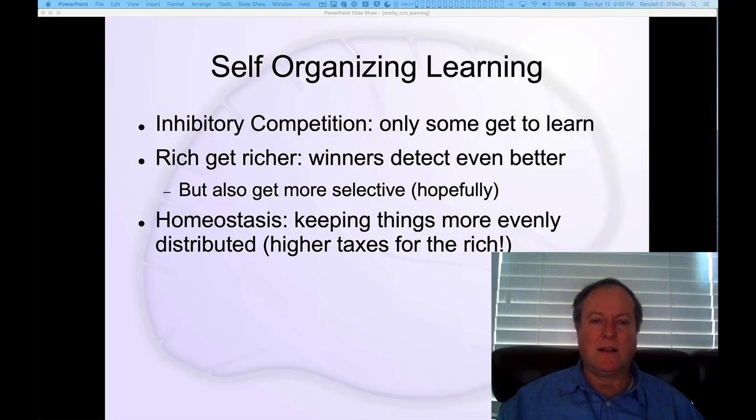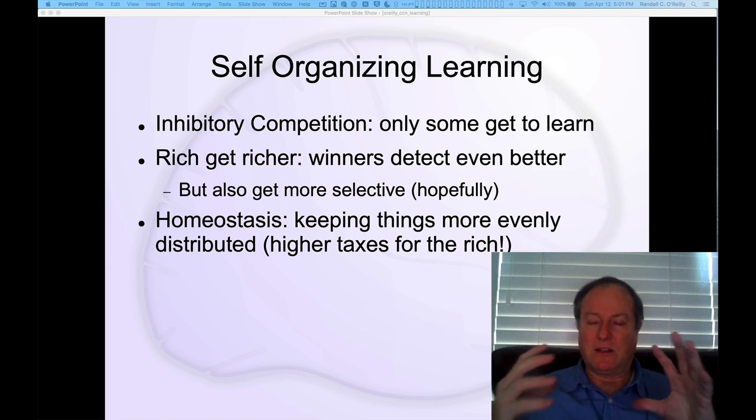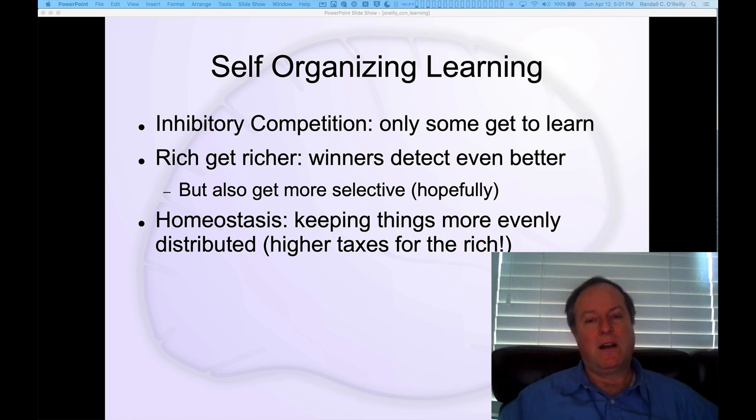In summary, self-organizing learning operates according to these principles: inhibitory competition, causing specialization. Only some neurons get to learn, the other ones are not active. And according to this basic Hebbian principle, if you're not active, you don't learn, and therefore you don't get to optimize your response to those kinds of input patterns. You also get this rich get richer dynamic. The neurons that win this inhibitory competition get to tune their synapses so that they do an even better job of detecting those same input patterns next time. But they also hopefully get more selective, so they get less likely to respond to input patterns that don't match those. And that's critical for preventing the rich from becoming these hogs that take over the whole space.